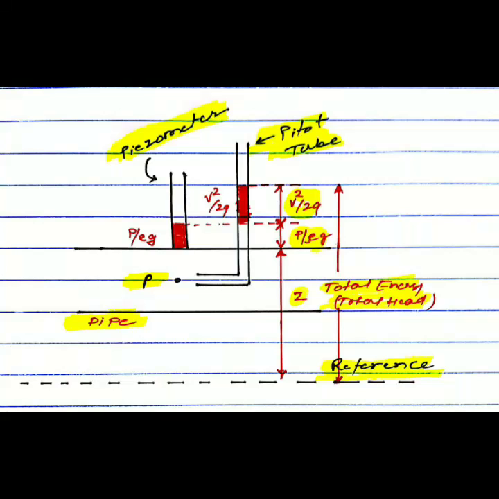To understand the physical representation of all the heads involved in Bernoulli's equation, consider a flow through a pipe. Let the pipe be placed at a certain distance from the reference. Suppose a point P is inside where we have to calculate all the heads. A piezometer is there to measure the static pressure at P. A pitot tube is there to measure the velocity head at P.